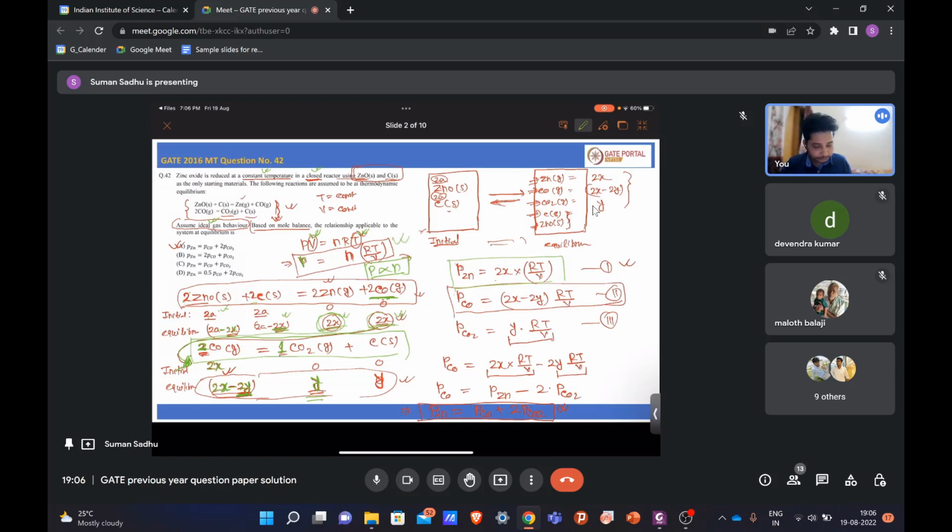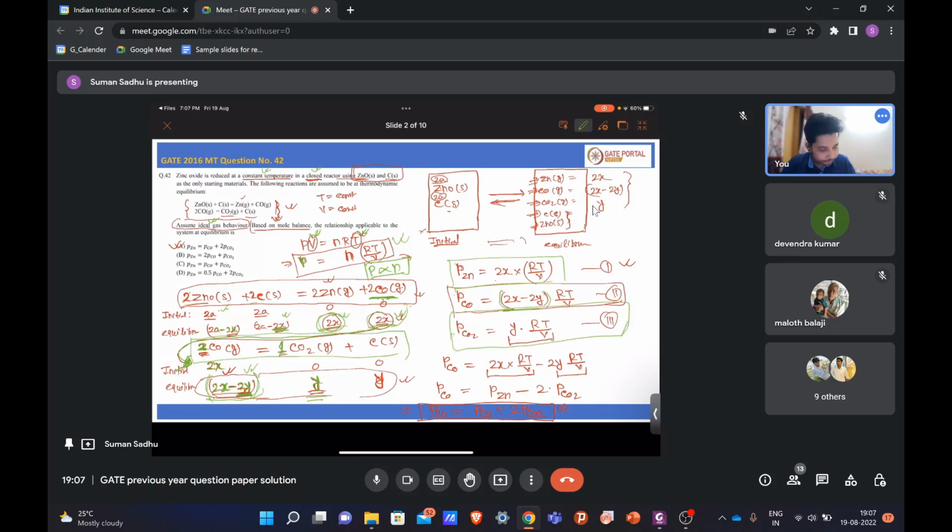Similarly, you can write P of CO, that is 2x minus 2y, because CO is forming here, like first it is forming here, then it is again dissociating. So the equilibrium amount of CO will be present, that will be this 2x minus 2y. So this is 2x minus 2y into RT by V. Similarly, P_CO2 is y into RT by V.